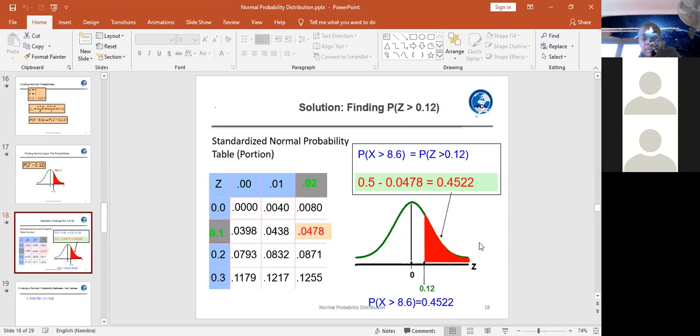Now we are looking at the upper tail, right here, but we did not get the red part. So what we can do is take the 0.5. We know that this whole area is 0.5. So we take the entire part minus this portion to get the other one.